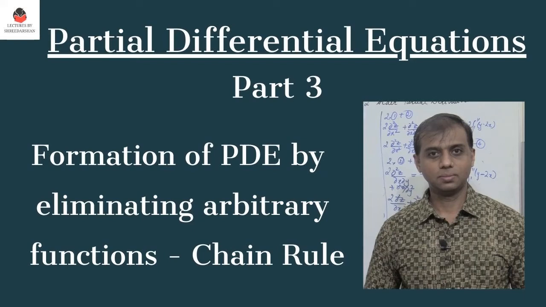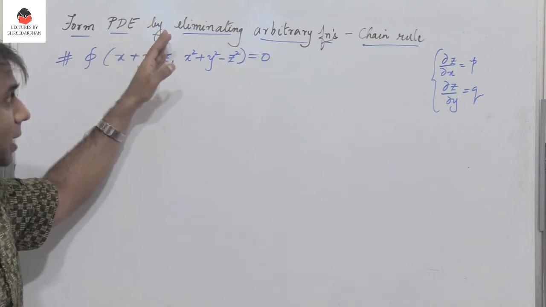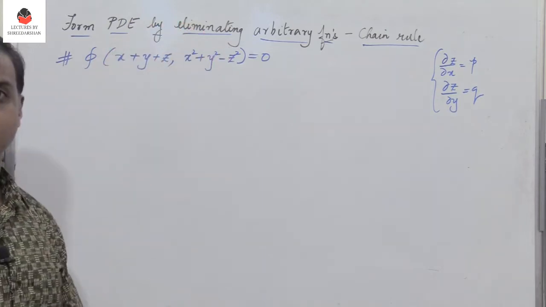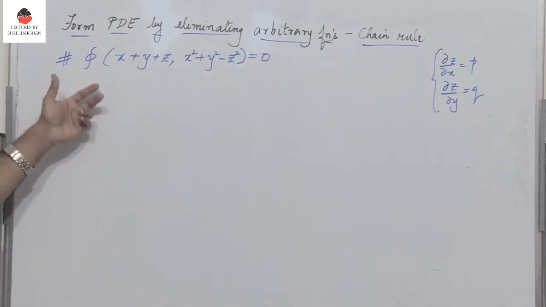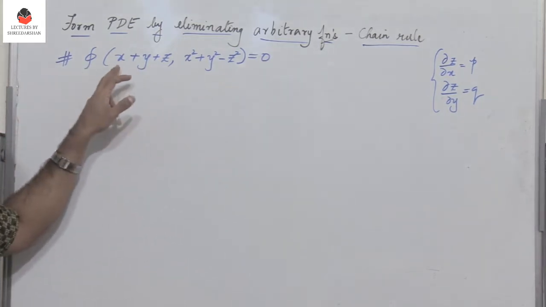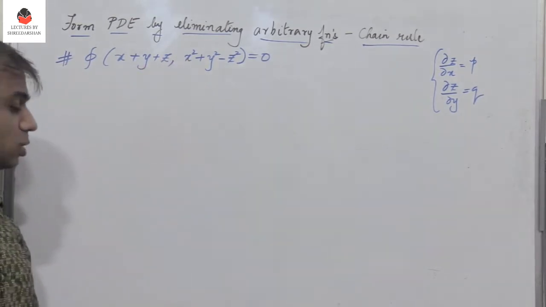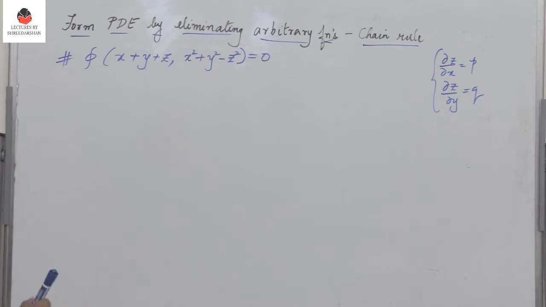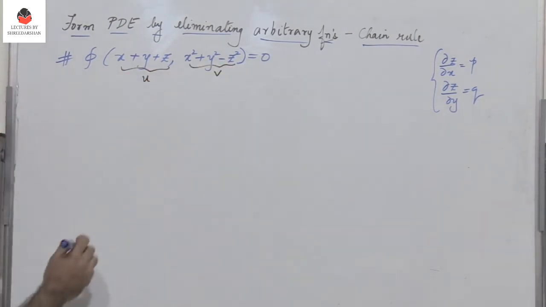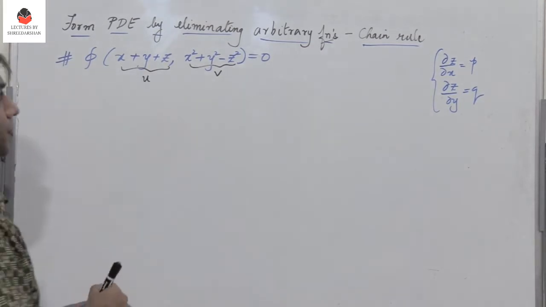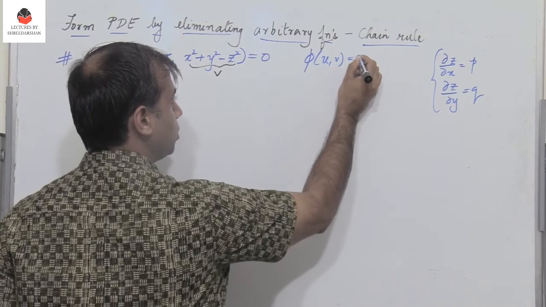In the previous lecture, we have already seen how we can form partial differential equations by eliminating arbitrary functions. But here, if I have a function phi which has two parts, say the first part is x plus y plus z, and the next part is x square plus y square minus z square. So let's consider the first part as u and the second part as v. So the function phi has two parts, u comma v equal to 0.